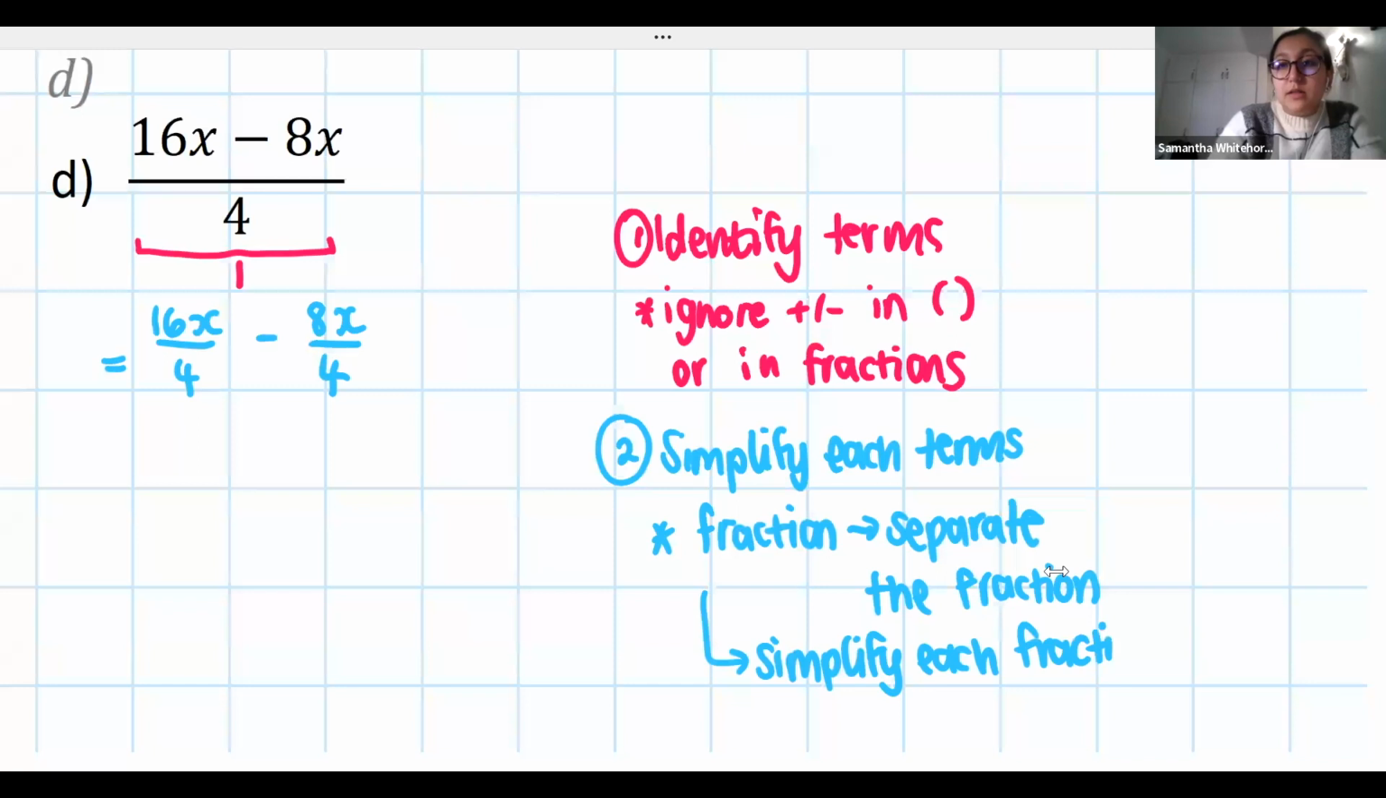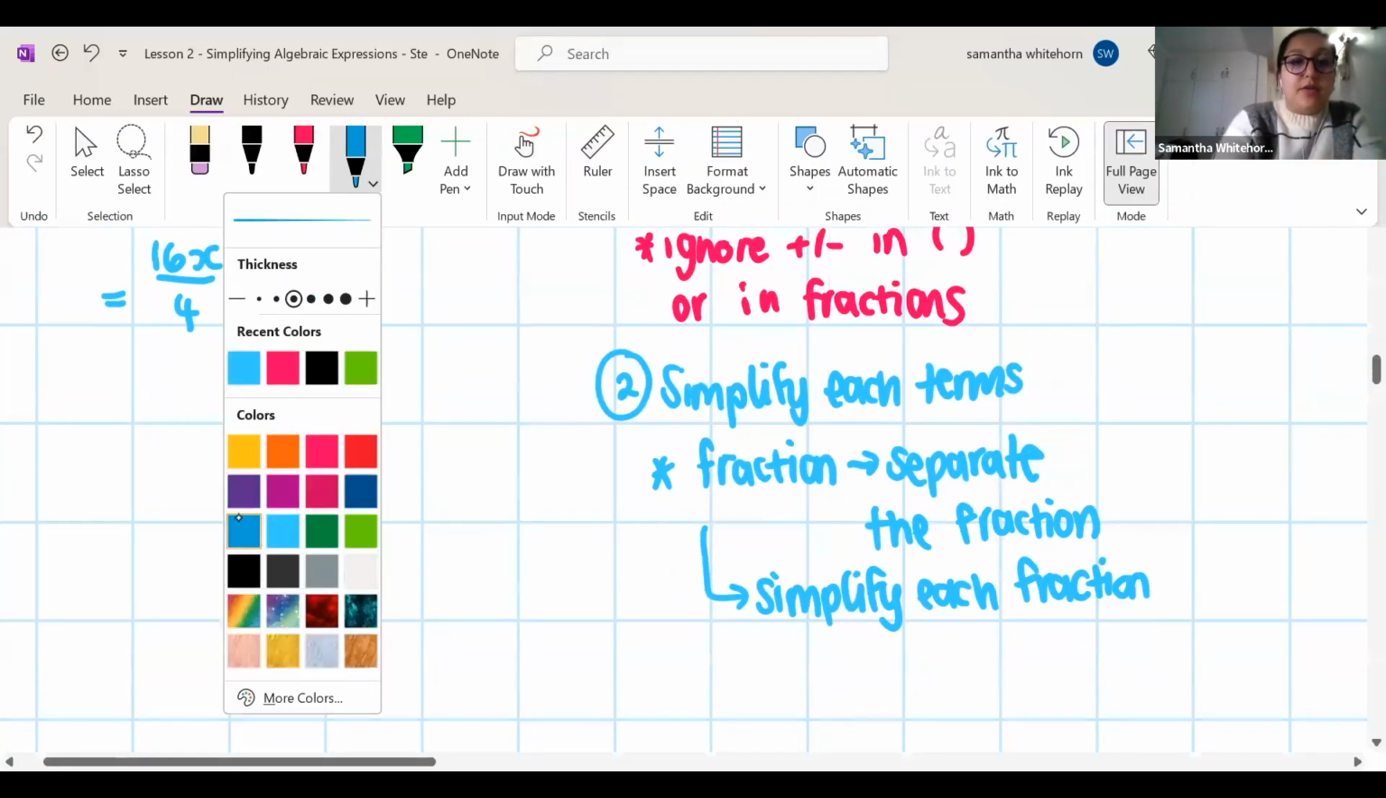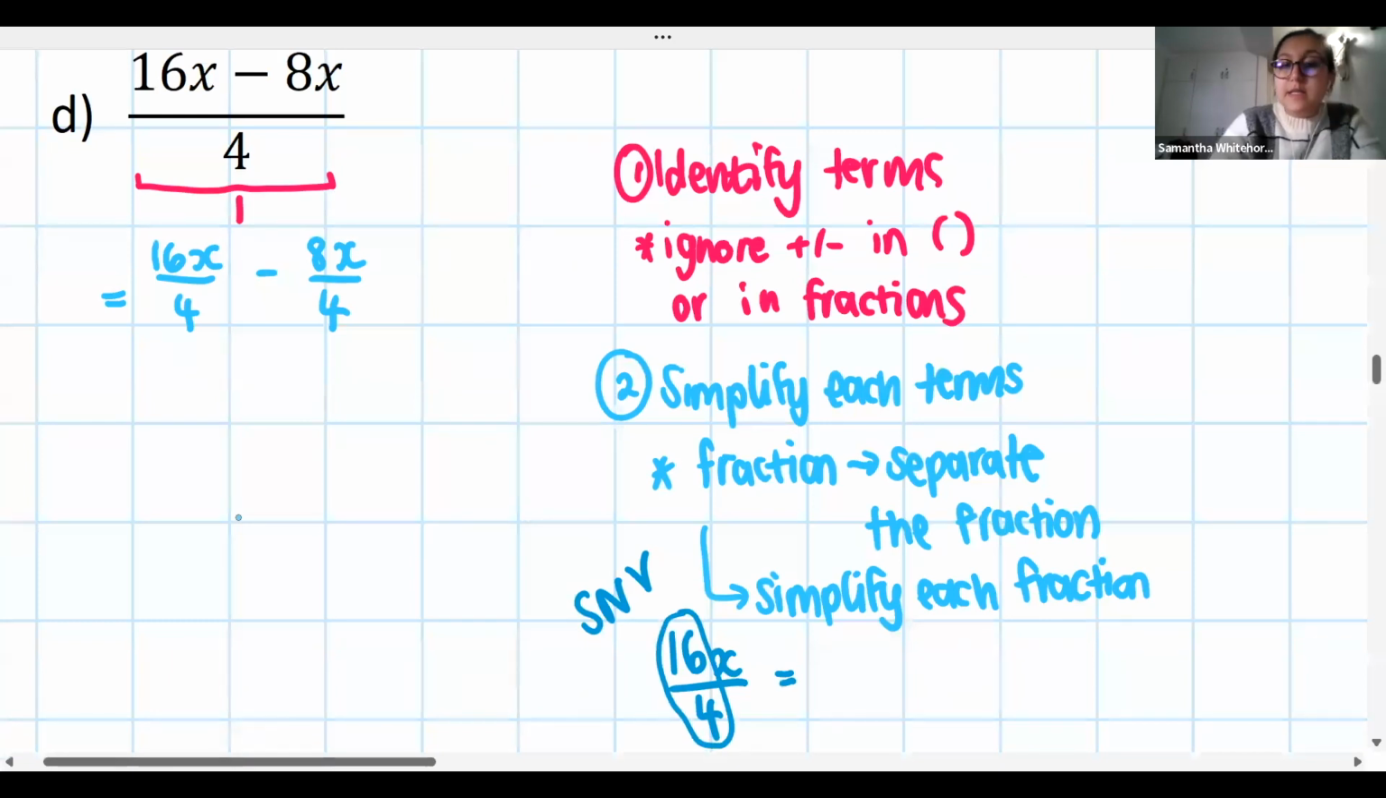So this is still simplifying our individual terms. We're now just working specifically with fractions. If we consider our very first fraction, it is 16x divided by 4. Still remember signs, numbers, variables. We've got a positive divided by a positive, which gives us a positive. If we then consider the numbers, 16 divided by 4 gives us 4. And then we have the x. So this first fraction simplifies to 4x.